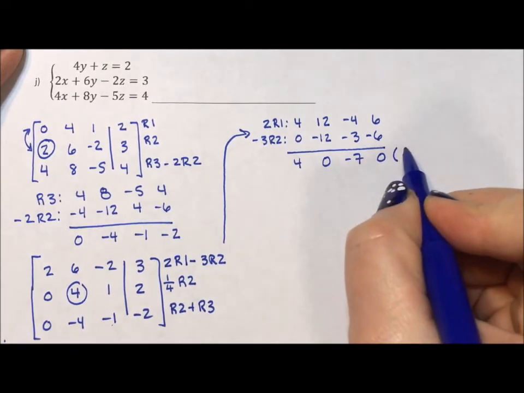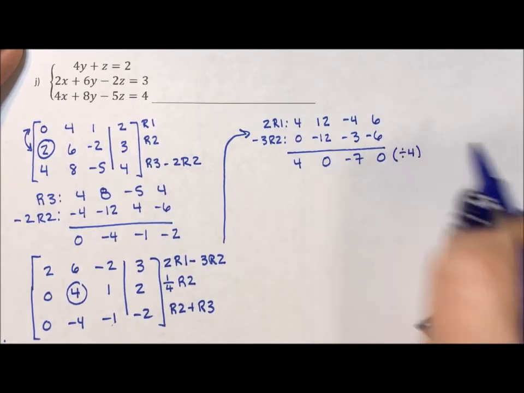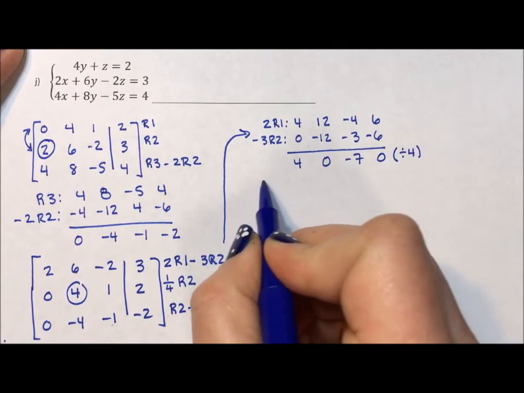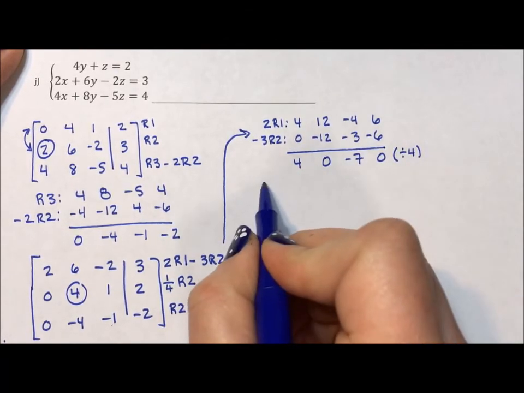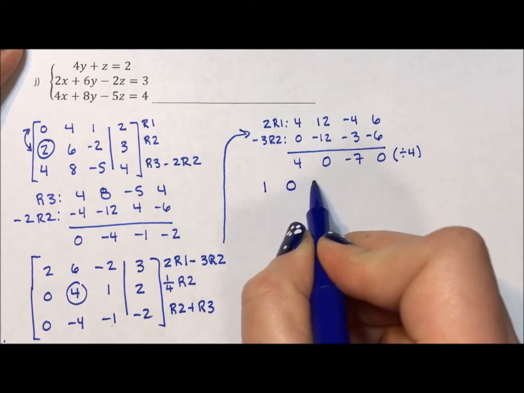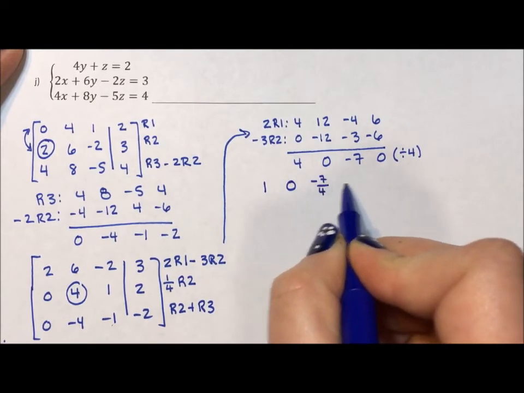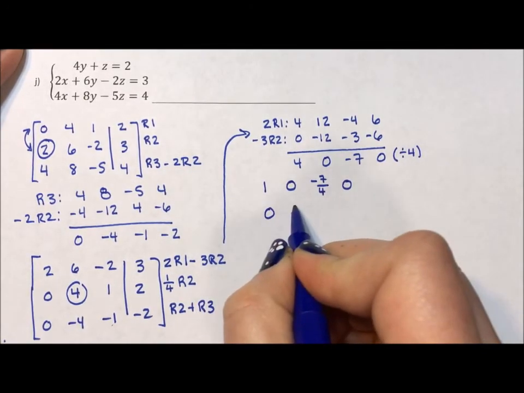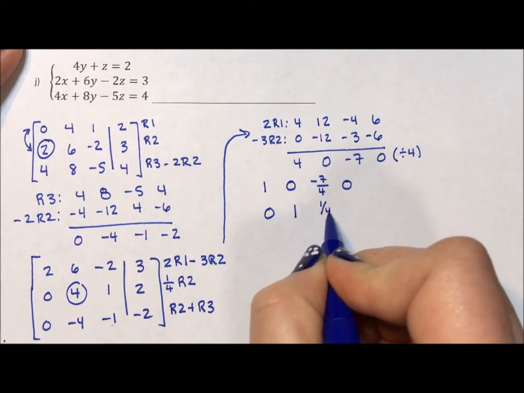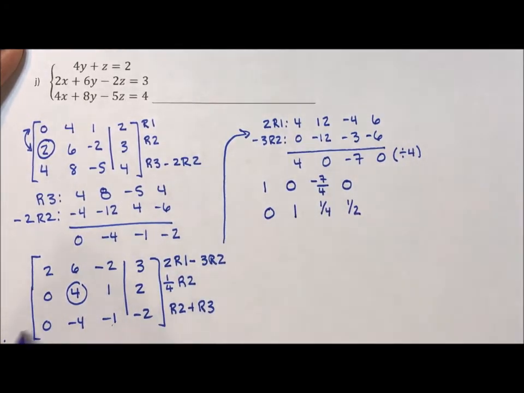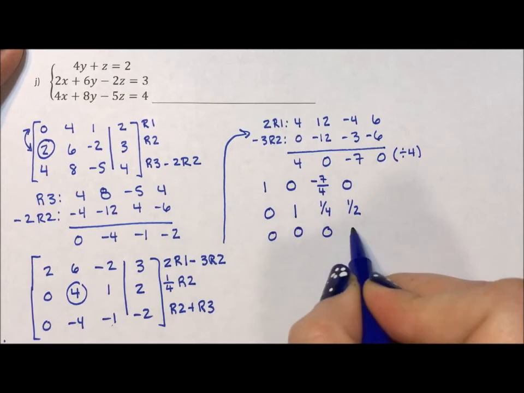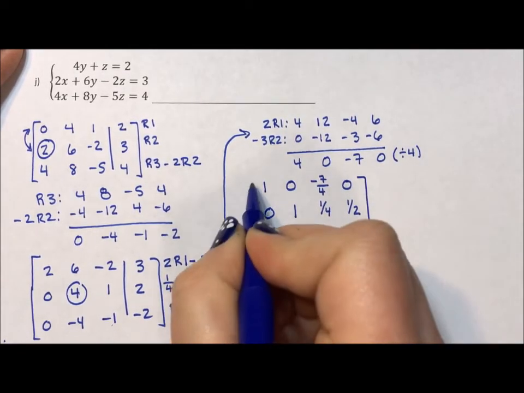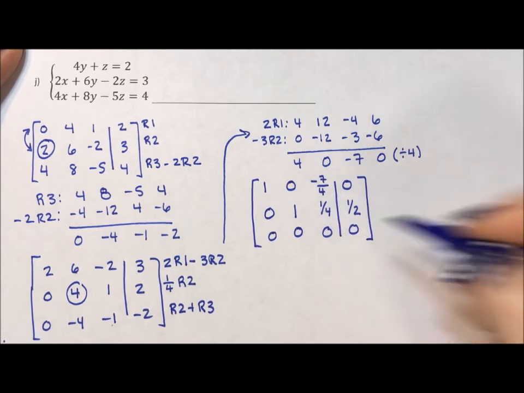So I'm going to take this and divide by 4, so I have the beginning of what I need, this identity matrix. If I divide this by 4, I get a 1, a 0, a negative 7/4, and a 0. When I divide row 2 by 4, I'm going to get a 0, a 1, a 1/4, and a 1/2. And when I add, 0 plus 0 is 0, 4 minus 4 is 0, 1 minus 1 is 0, 2 minus 2 is 0. Brackets to make a matrix, a line to make an augmented matrix.